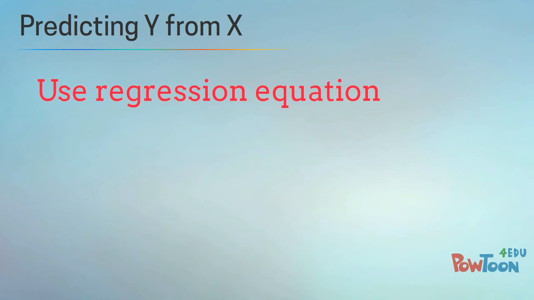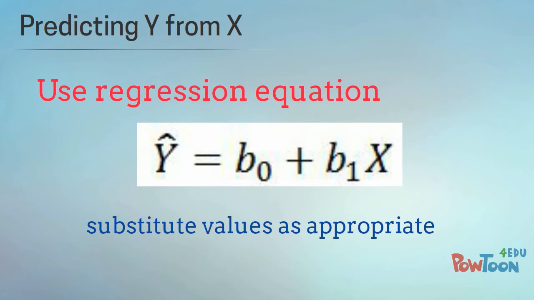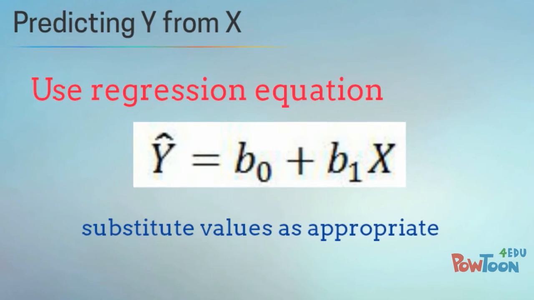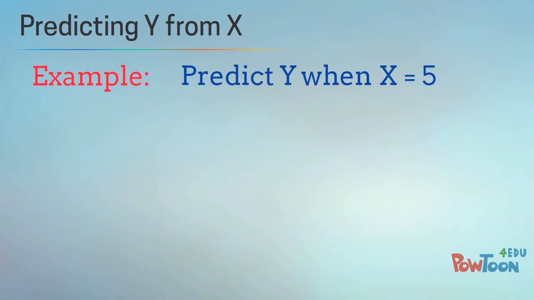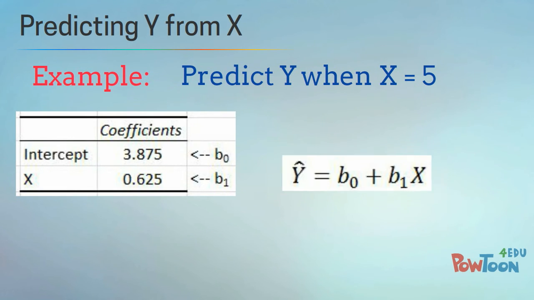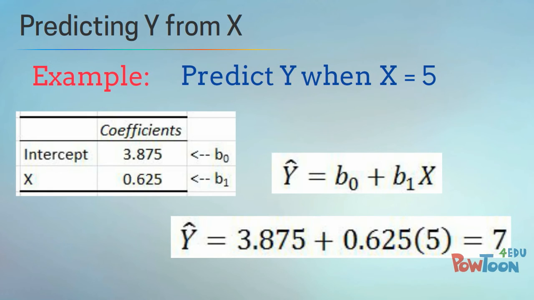The final type of calculation that is often done in simple regression is to predict the value of the dependent variable y based on a given value of the independent variable x. In this situation, we simply use the regression equation y hat equals b0 plus b1x and substitute the estimated regression coefficients and the value of x as appropriate. For example, we might wish to predict what the value of y would be if x were equal to 5, so we would have y hat equals 3.875 plus 0.625 times 5, and we estimate that y would be about 7 when x equals 5.